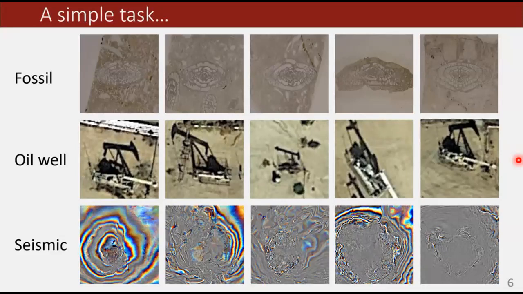So I set up a very simple data set with a handful of examples of 3 different classes that are actually very different from each other. So I have a class here that I'm calling fossil. And these are RGB images, pictures of thin sections of fossil units. Then I have oil well images here. So these are remote sensing images of oil wells. So these two are naturally 3 channel RGB images.